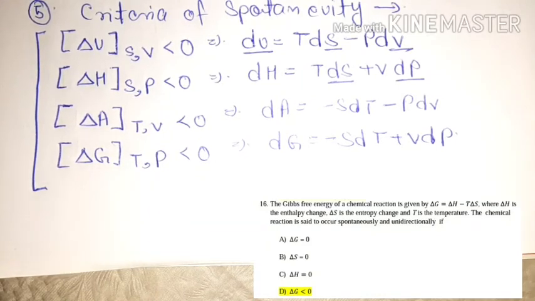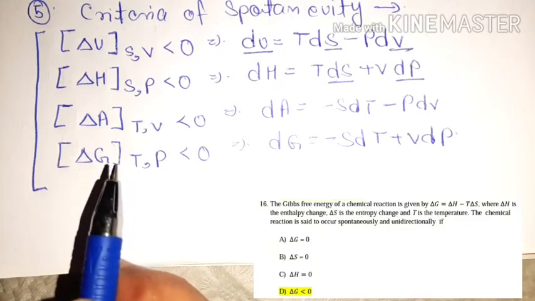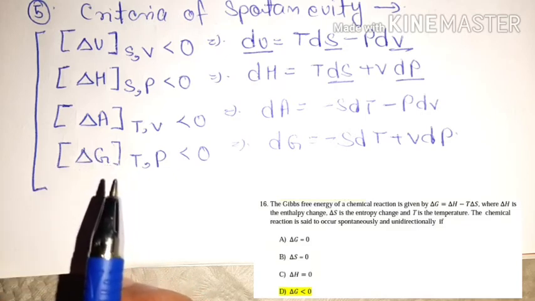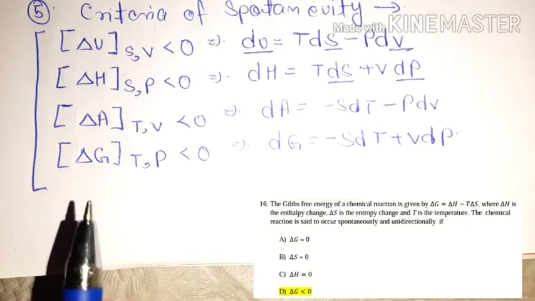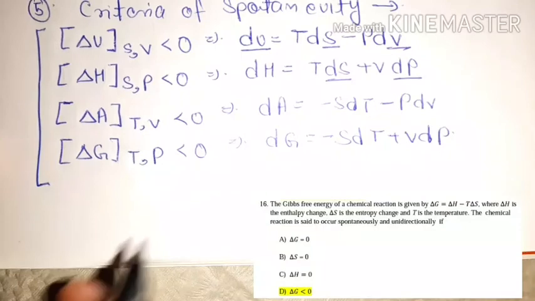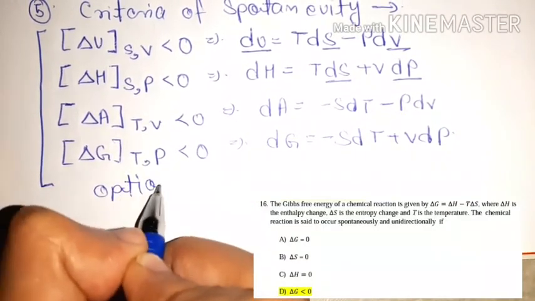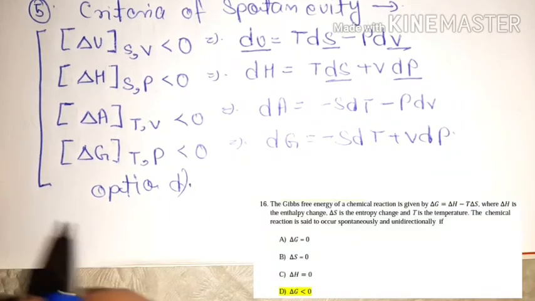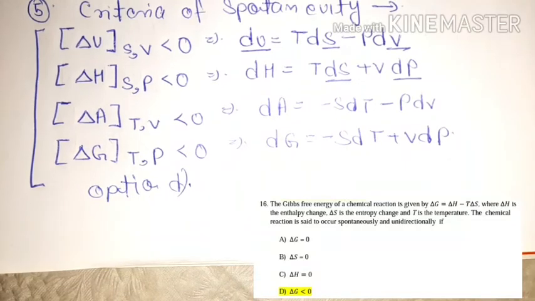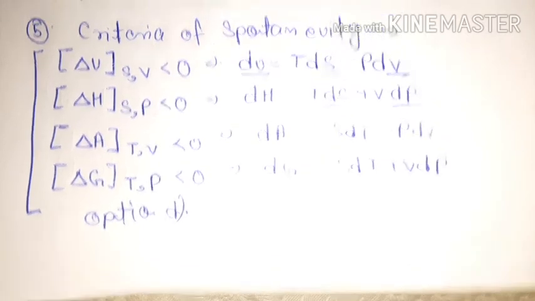Now match these criteria of spontaneity with all four options. Options first, second and third reject this criteria of spontaneity. Only option number D, that is delta G less than 0, follows this criterion of spontaneity. So option number D is the correct answer, which occurs when delta G is less than 0. Understand? Okay, so these two questions were asked in your TIFR GS 2019 exam. Understand?